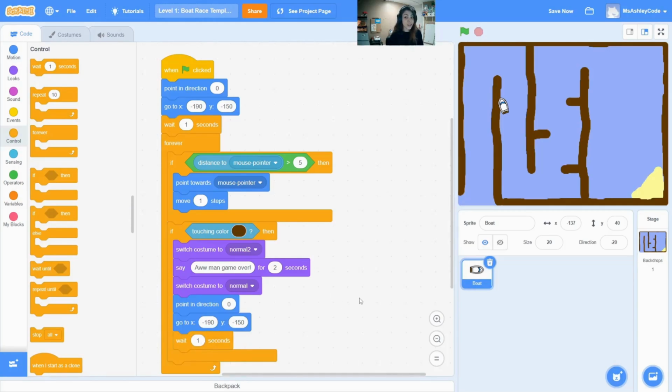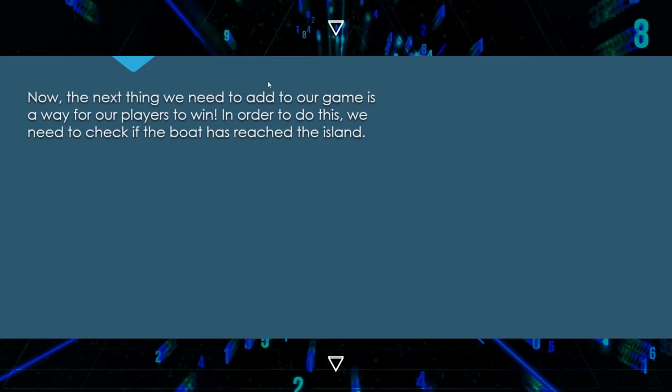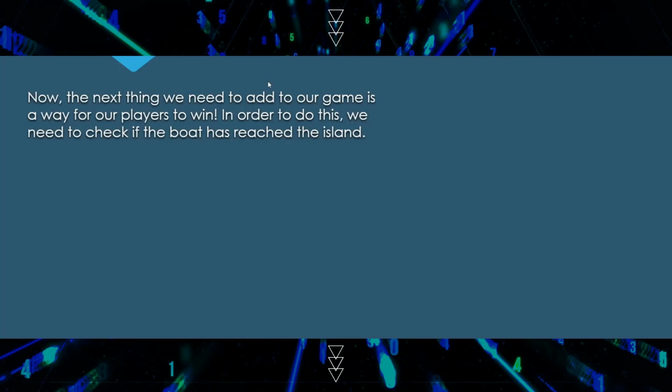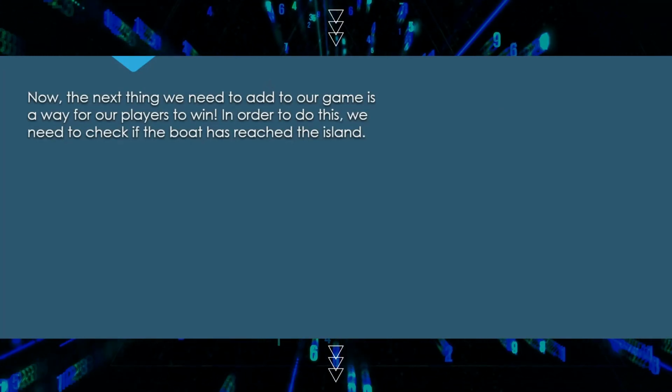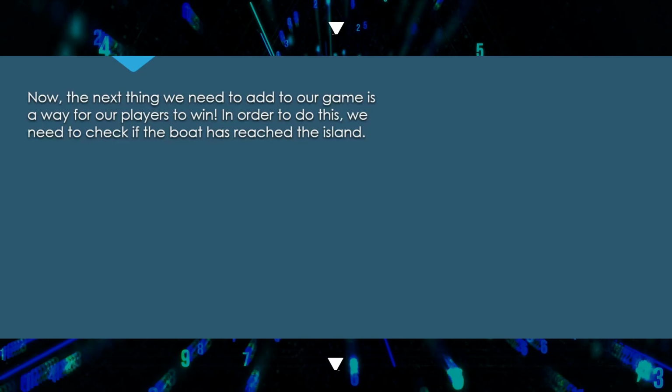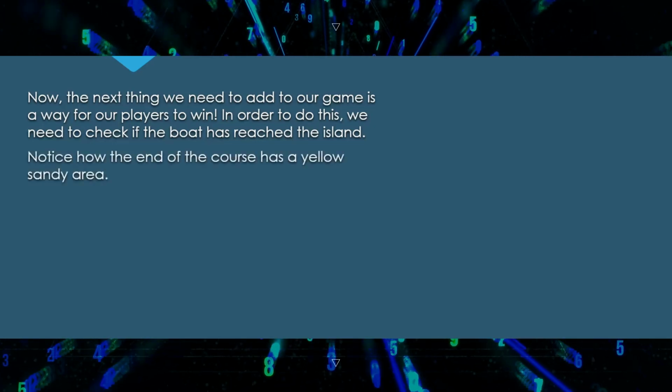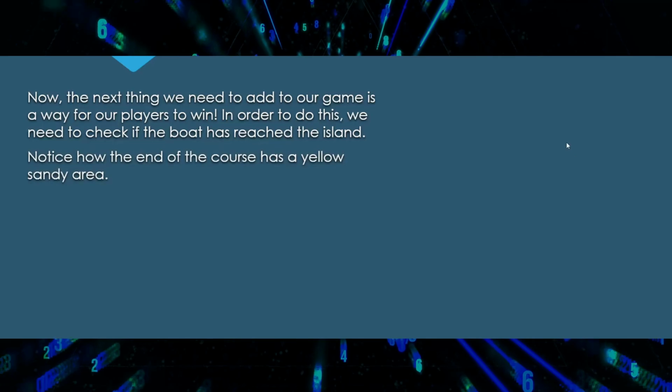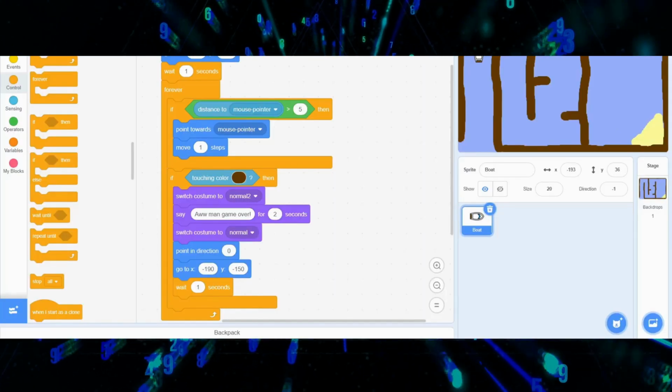Feel free to test out your code with the green flag. Now we no longer have the glitch of going through walls. We will be crashing every time we try to go through them. So now try your best to make your boat through the safety course. Now the next thing we need to do to our game is a way for our players to win. In order to do this, we need to check if the boat has reached the island. Notice that the end of the course has a yellow sandy area in the corner.